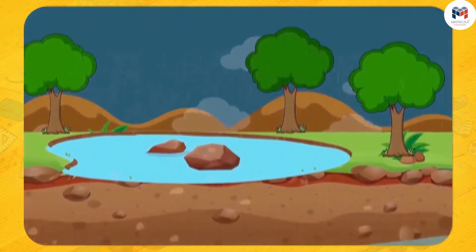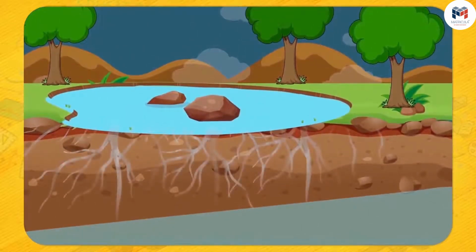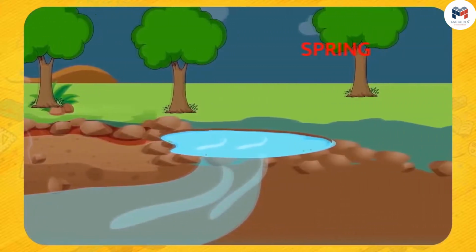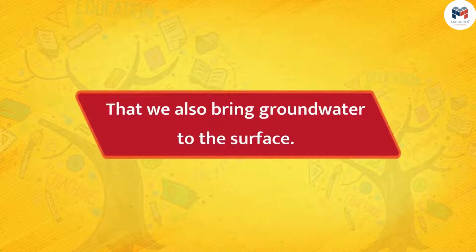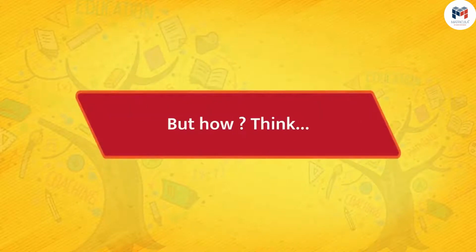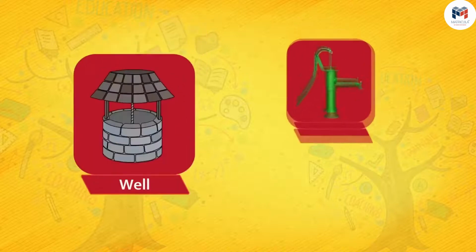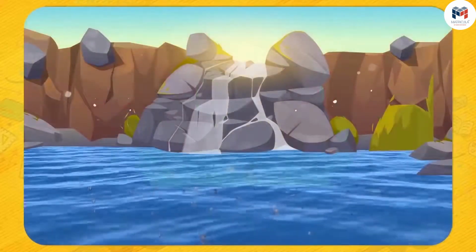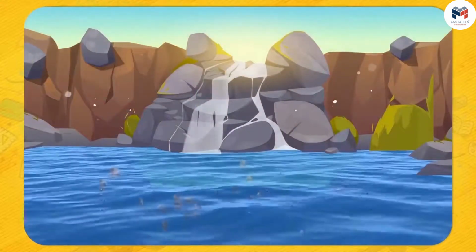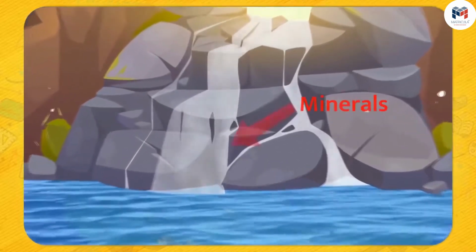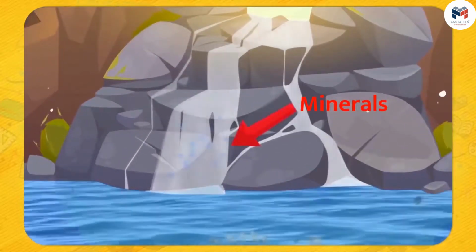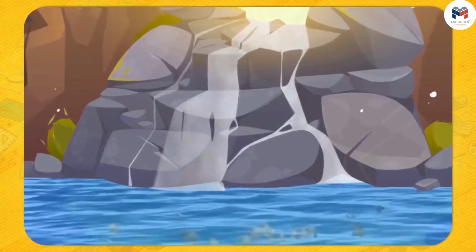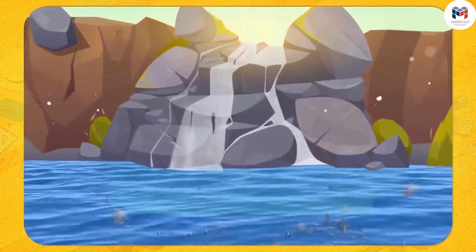Some of the water falling on the earth seeps into the ground and is available as groundwater. Some part of this water also reaches the surface through springs. Friends, do you know that we also bring groundwater to the surface? But how? Think. Via well or tube well. Some part of the rainwater also flows from the top of the rock, dissolving the soluble minerals present in the rock, and finally mixes in the sea. In this manner, rainwater carries many minerals from the land to the sea, and the same is used by sea creatures.